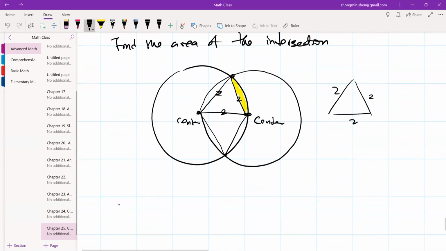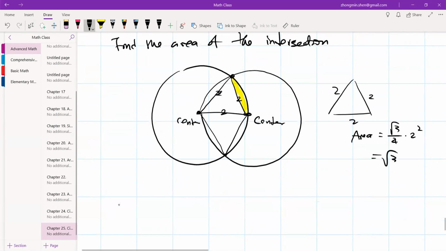If it's 2, it's 2, it's 2. The area is going to be square root of 3/4 times 2 squared. So just square root of 3. So the area of the equilateral triangle you can calculate, and if you know how to calculate that small area, then double the area of the equilateral triangles, and add 4 times the area of the small pieces. Then you get the total area of the intersection.